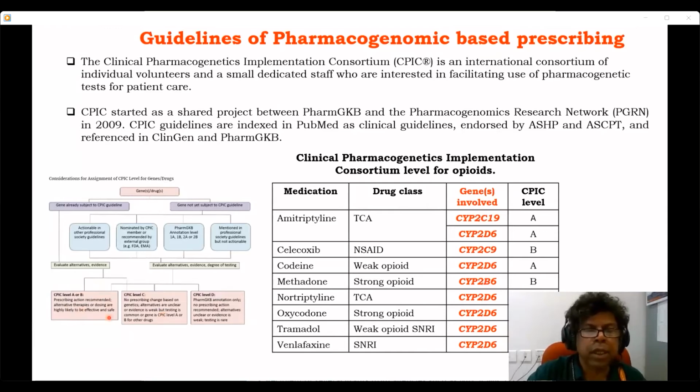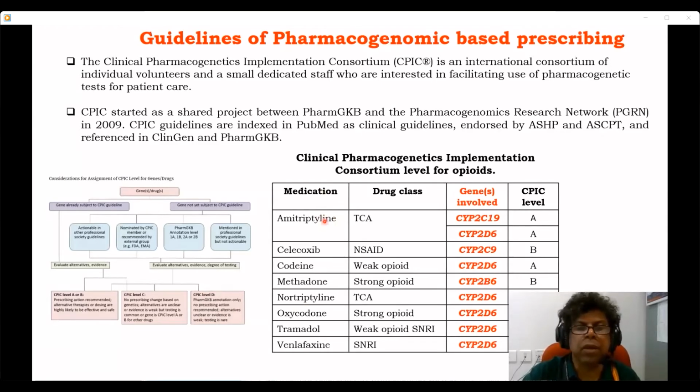In the case of level C, no prescription change is required based on the genetics, but alternatives depend upon the physicians and the clinical pharmacist. Whereas for level D, you don't require any change of the prescription, so alternatives may not be required, because it depends upon what evidence you see.